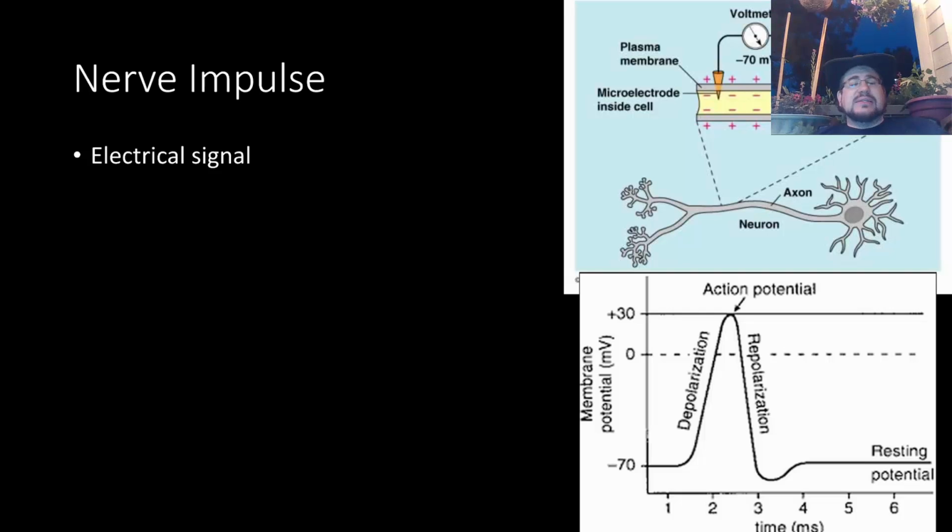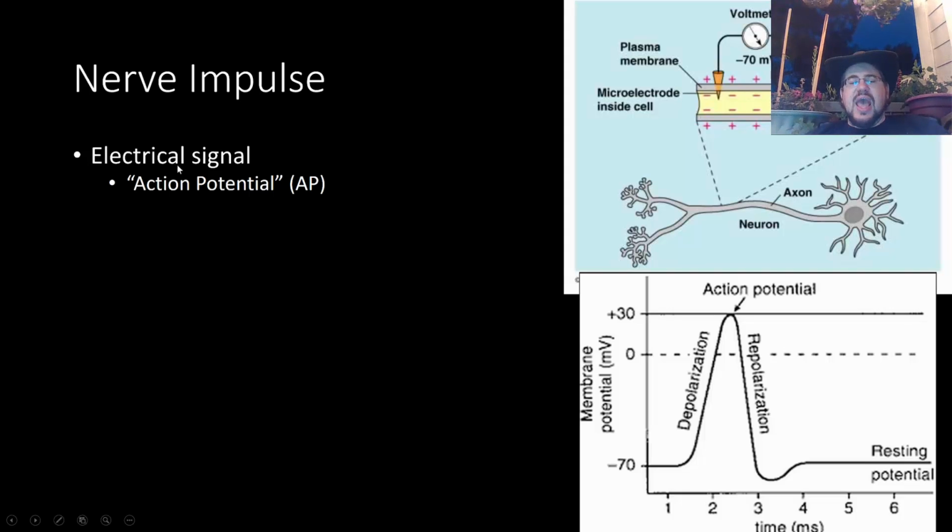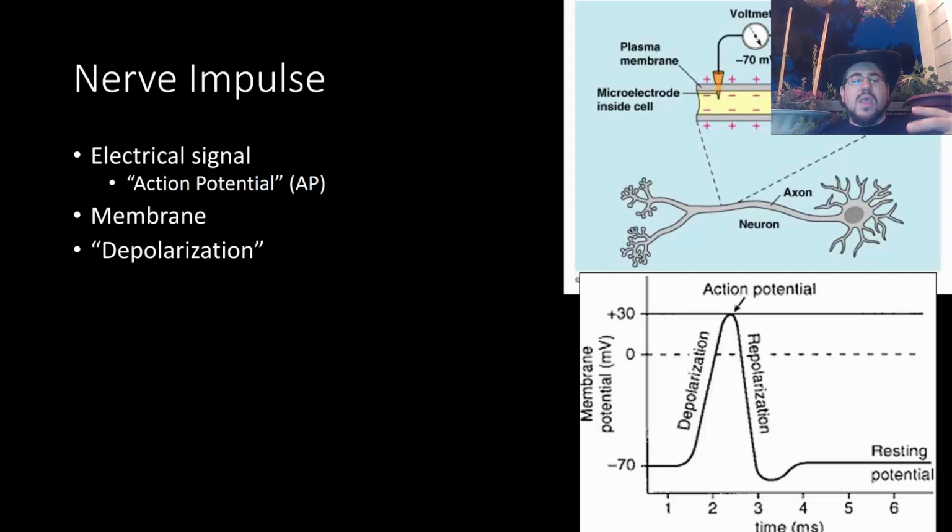A nerve impulse is simply an electrical signal traveling down the membrane of a neuron. We call this an action potential, the AP. This is the actual impulse that travels down the membrane. When they say your brain sends electrical signals, it's actually action potentials that are traveling. So I mentioned they travel along the membrane. How do we generate an impulse along the membrane? Well, it happens through something called depolarization.